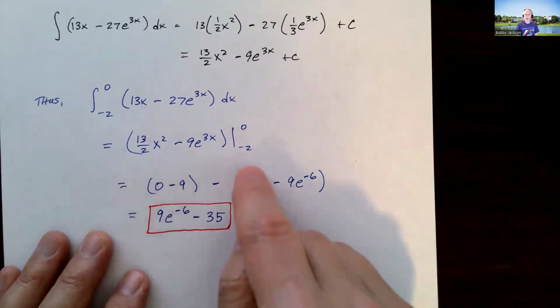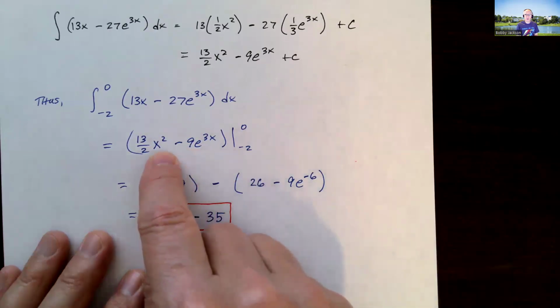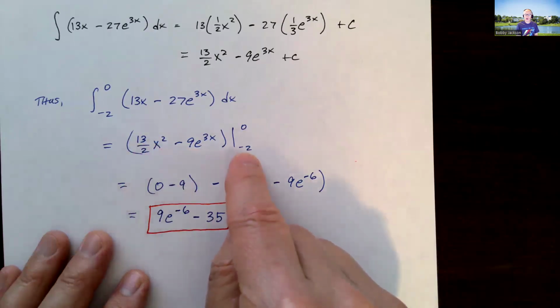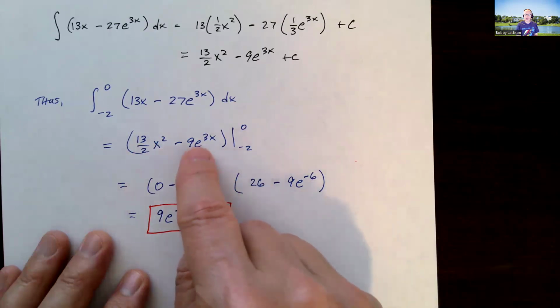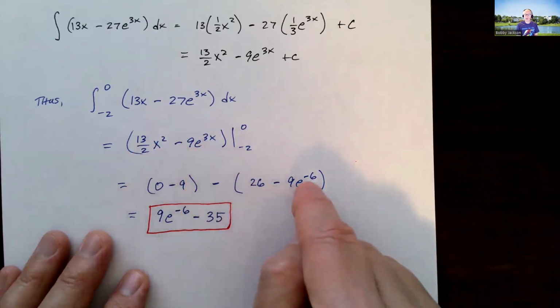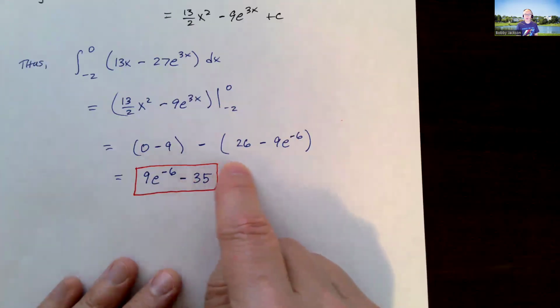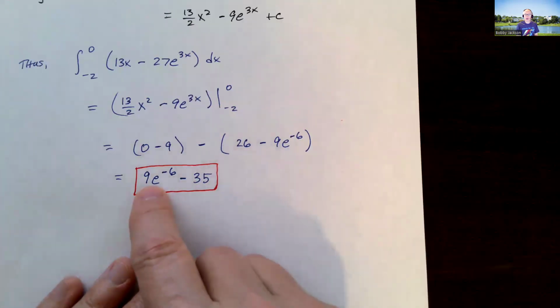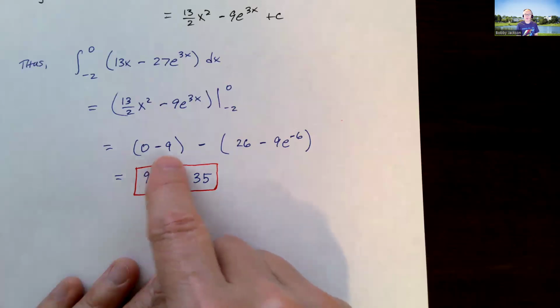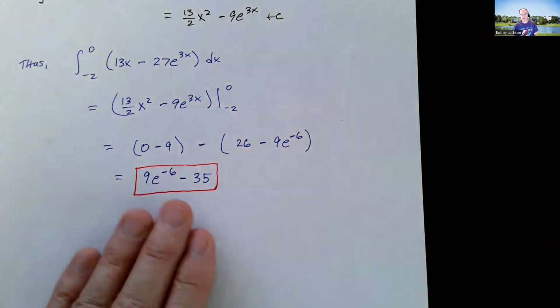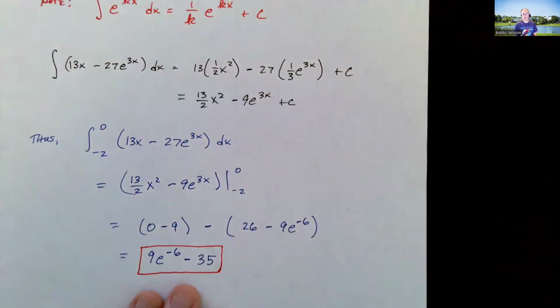This is the evaluation at -2. Squaring -2 gives me 4. 2 goes into 4 twice. 2 times 13 is 26. And here I plug in -2, I get minus 9 e to the 3 times -2, which is the -6 power. So clean this up. I got a negative times a negative is a positive 9 e to the -6, and I have -9 minus 26 is -35. So there's the exact value of this definite integral.